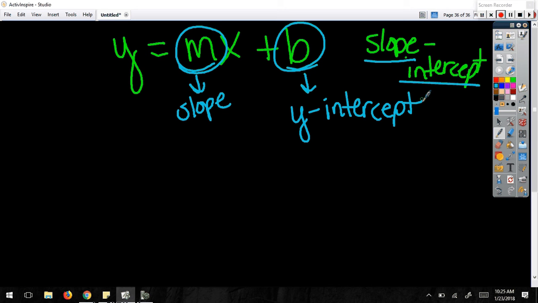Now what does intercept mean? Where what meets? The line meets what? The X or Y axis. That's right. So it's where it crosses that axis. So if it's the y-intercept, it's where it crosses the y-axis. And if it's the x-intercept, it's where it crosses the x-axis. So we're going to say crosses the y-axis.